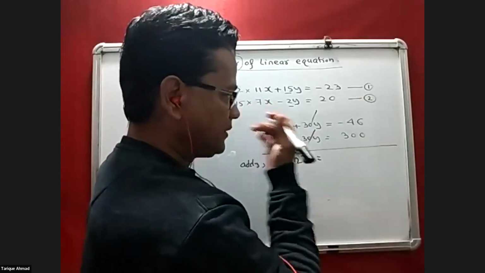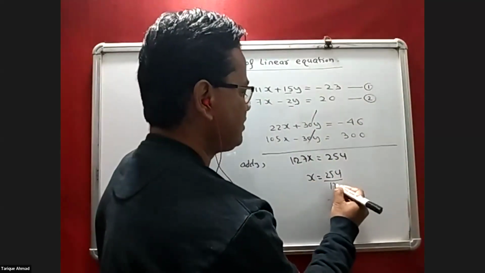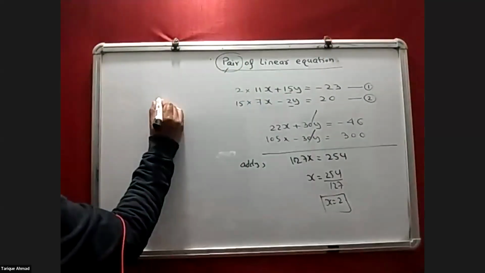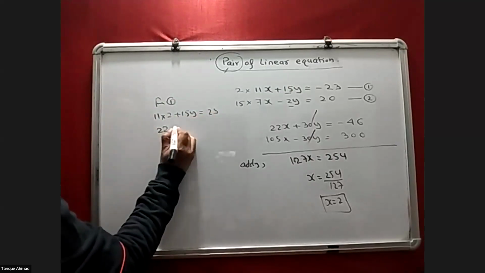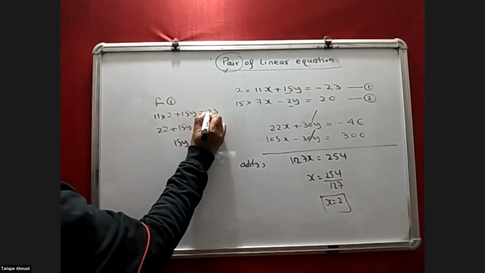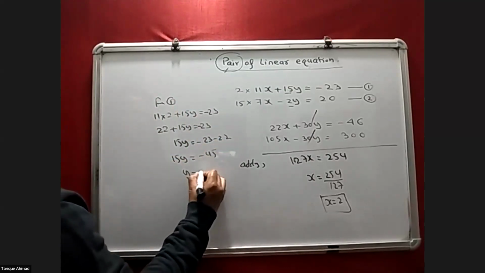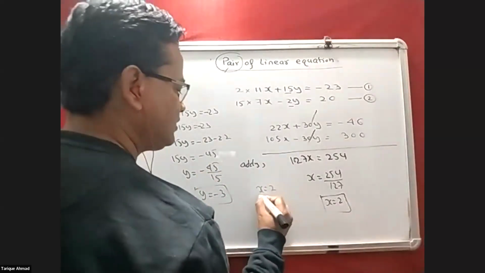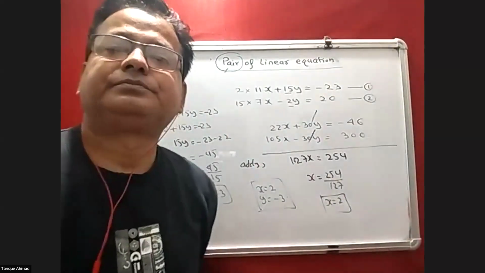127x. This is what? 254. So x is 254 by 127. X is equal to 2. We get the value of x. Putting it in any equation, from 1, 11 into 2 plus 15y is 23. 22 plus 15y is 23. So 15y equals to minus 23 minus 22. 15y is minus 45. Y is minus 45 by 15. Y is minus 3. So x is 2 and y is minus 3, and this is the answer. See, we get the same value.